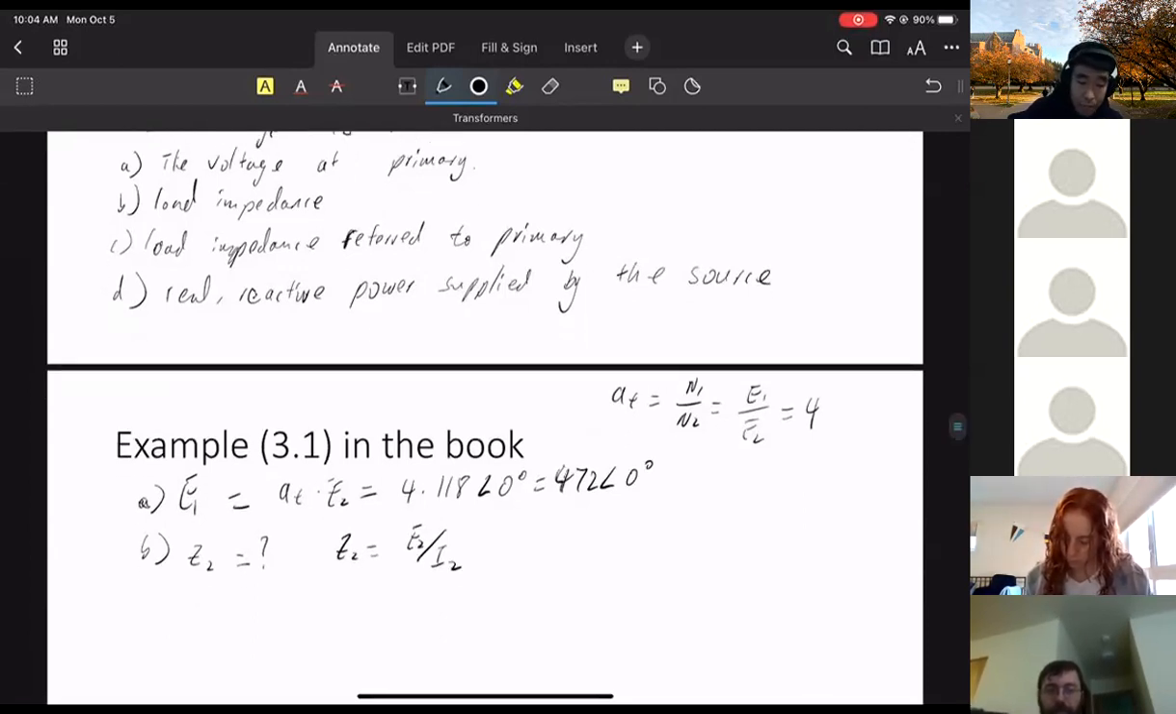So how do I find I2 then? I know E2. E2 is 118 angle 0. Then how do I find I2?